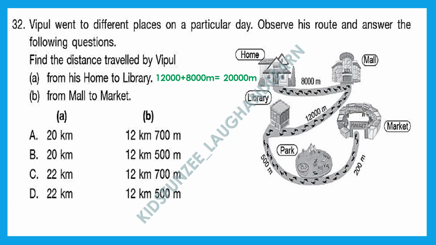Now let's see B. From mall to market. From mall to market it would be how much? It would be 12,000 plus 500 plus 200, which will give you 12,700, which is equal to 12 kilometers 700 meter. And A as 20 kilometers, B as 12 kilometers 700 meter. The right option is option A.